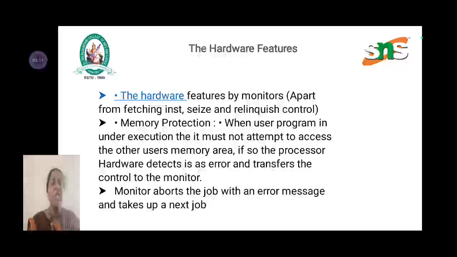The next one is the hardware features. The hardware features are used by the monitor apart from fetching, to seize and relinquish control. The next one is memory protection. When a user program is under execution, it must not attempt to access another user's memory area. If so, the processor hardware detects it as an error and transfers control to the monitor. The monitor aborts the job with an error message and takes up the next job.